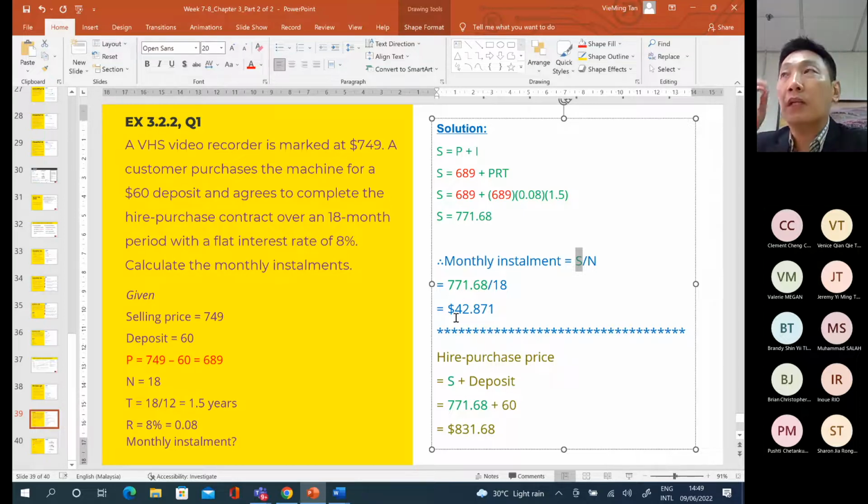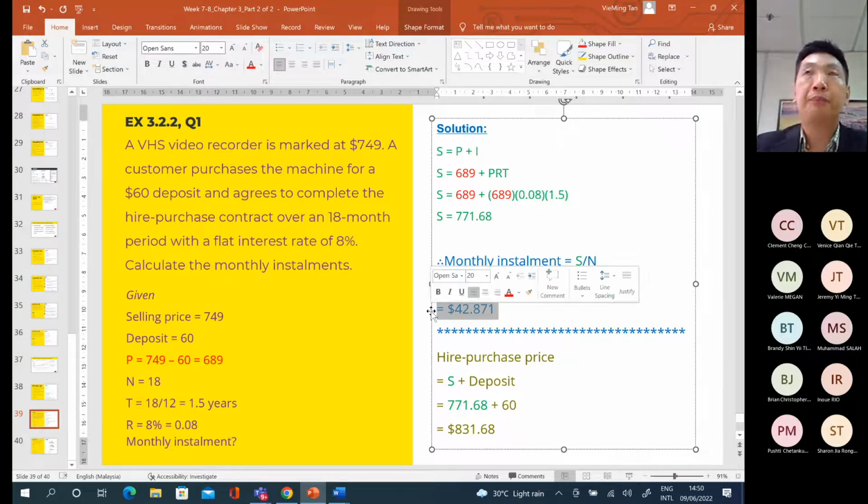So for this question, if it involves hire purchase, no matter how, the first step is you try to get the principal value first using selling price minus the deposit. Okay. So this is the answer for monthly installment.